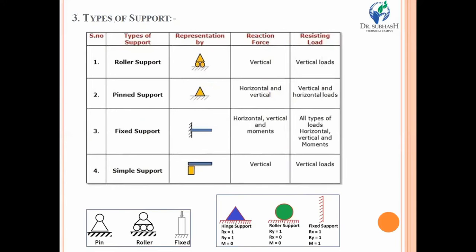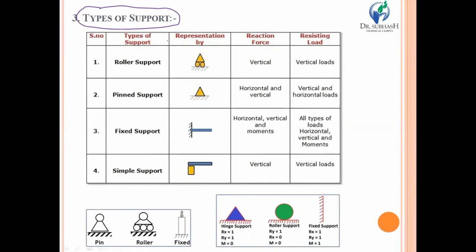Look at the screen. This is the third topic that we are going to discuss, and that is about the types of support. In the previous topic, we discussed the types of beam, in which we have seen that different kinds of supports are being used, either the roller support, pin support, simple support, or fixed support. So it is necessary to discuss here the types of support and their characteristics.